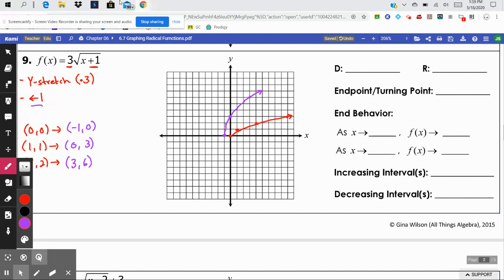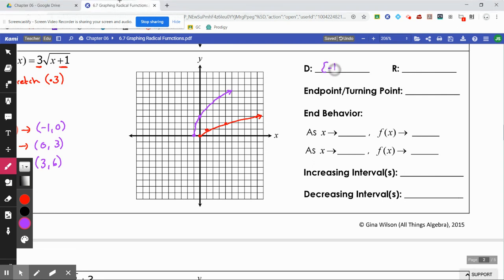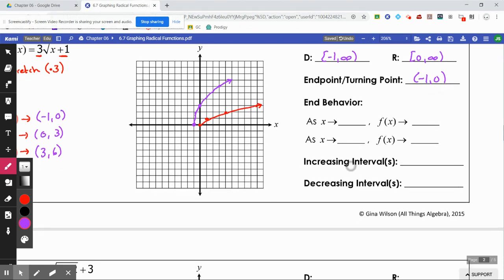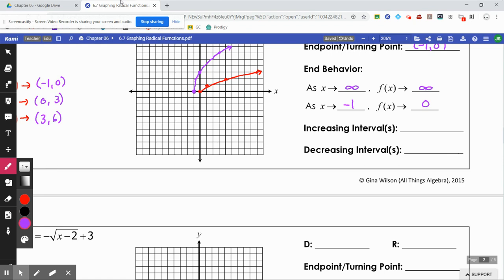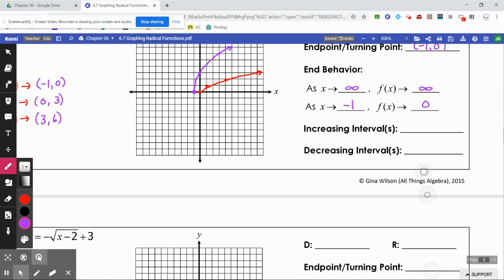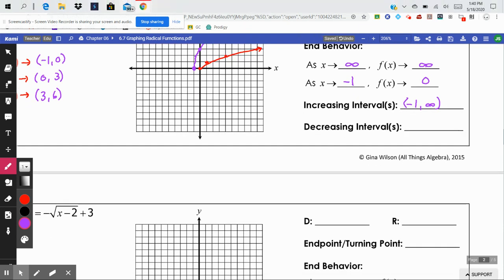Okay, there's our new function. My domain now starts at negative 1 and goes right. Your range, your y value, starts at 0 and goes up. The turning point or the end point got stretched, which didn't change it. It only got moved left 1, so it is now at negative 1, 0. End behavior: as you go to the right, your graph goes up. And the other end, as your x value approaches negative 1, your y value approaches 0. Again, this graph is always increasing, so it's increasing from negative 1 up to infinity, because it starts here and then increases to the right, and it never decreases.